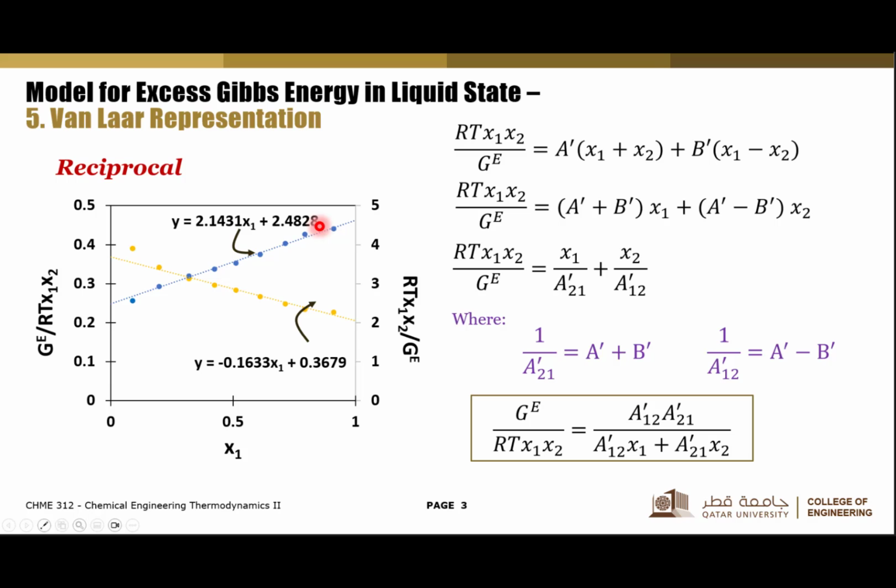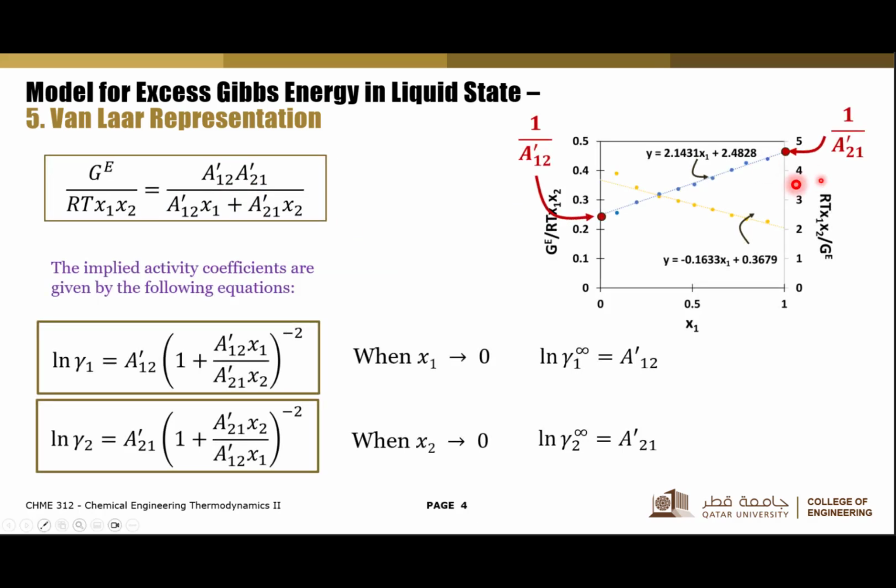So just plotting the values of the reciprocal, we get this. And when we fit the straight line, we get the slope and the y-intercept. So taking this equation, we have this. We find that natural log gamma 1 is equal to the following. Natural log gamma 2 is equal to the following.